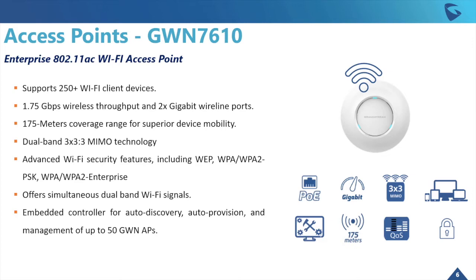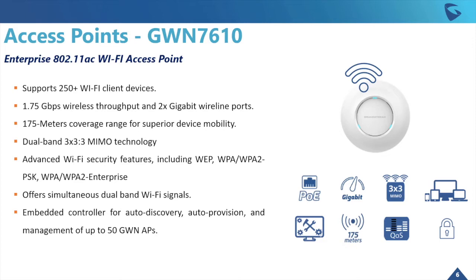GWN 7610 uses MIMO technology, which is basically a multiplexing technique that allows the access point to transmit over the 3 antennas on the same channel. This model uses single-user MIMO technology compared to multi-user MIMO technology supported on other models. I will explain the difference between the two technologies when we review a GWN model with multi-user MIMO.